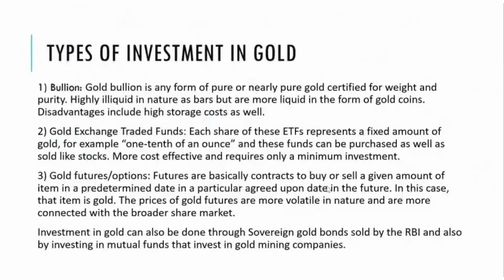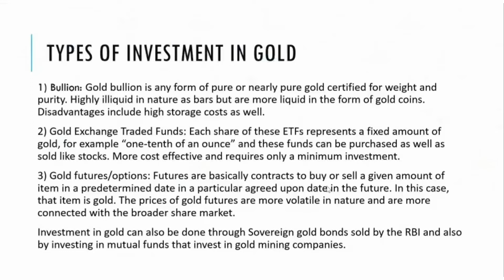What are the types of investment in gold? Number one is the bullion. The best known form of direct gold ownership is the bullion, which is nothing but gold held in the form of bars as well as coins. Gold bullion is any form of pure or nearly pure gold certified for weight and purity.